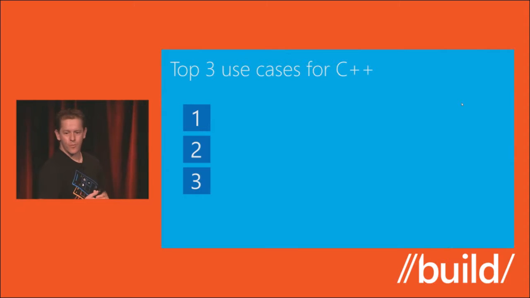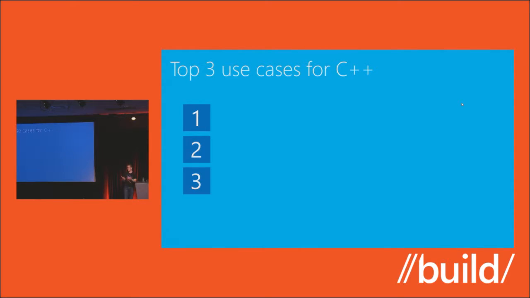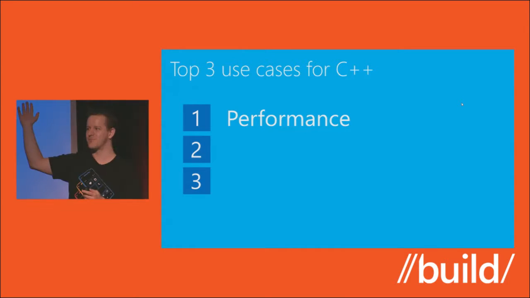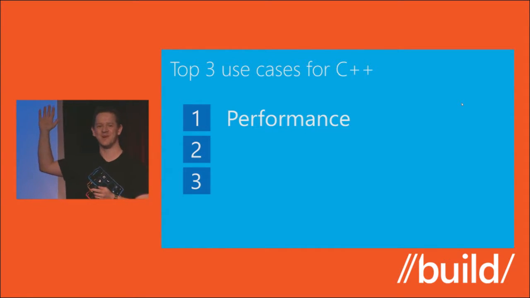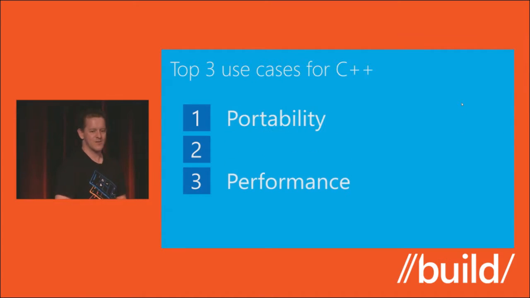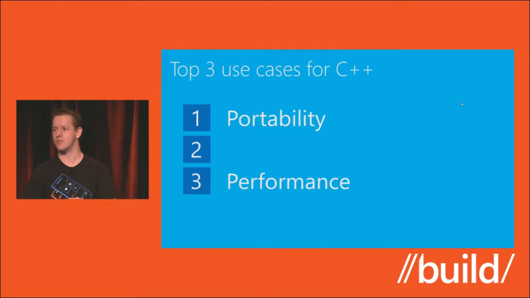So if you don't need to do it, if you already have existing code, then what are the reasons why you might use C++ in a Windows Phone app? So who thinks performance is the number one reason we might use C++ in our app? OK, a few hands go up. That's not the way we see it. It does give you good performance in certain cases, but that's not the way we see it.